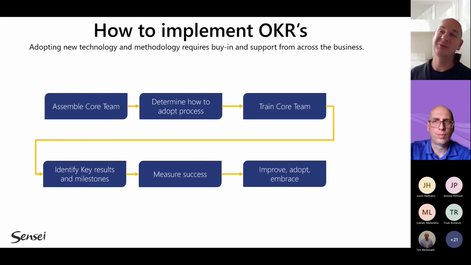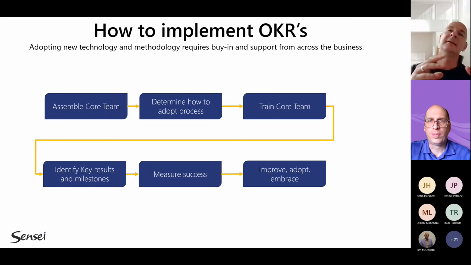You need to determine how you would like to adopt the process, because lots of it is change management, people management. Make sure that you train the core team on the responsibilities and the actions. And then you start identifying your first key results and or milestones. And then you measure that success and you iterate. You learn, you improve, you adopt, and you embrace. This adoption might mean you start with a core team, then a department, then a second, third, fifth department. I'll go a little more into detail on how you can determine those processes.